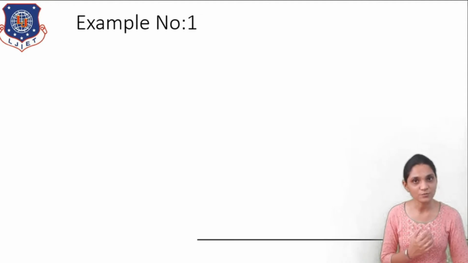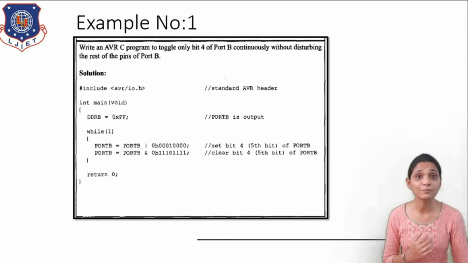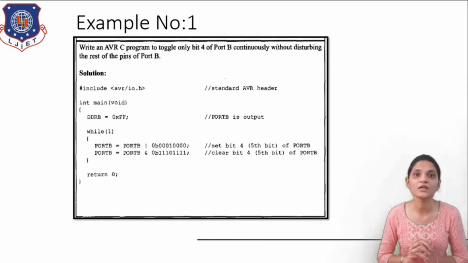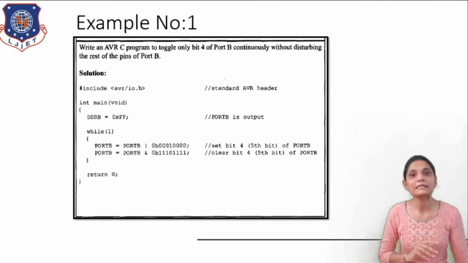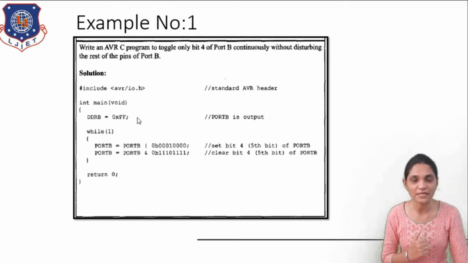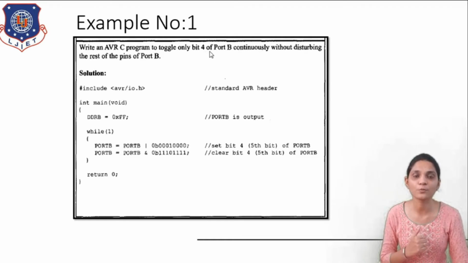How you can use them inside a program, let us see. Here we have one program in which we have to write the AVR C program to toggle bit 4. We have to toggle only bit 4 of port B continuously without disturbing the rest of the pins of port B. First of all, we have to make port B an output port by writing DDRB equals 0xFF. It will make port B an output port, and then we have to do some operation for port B's 4th bit, bit 4.